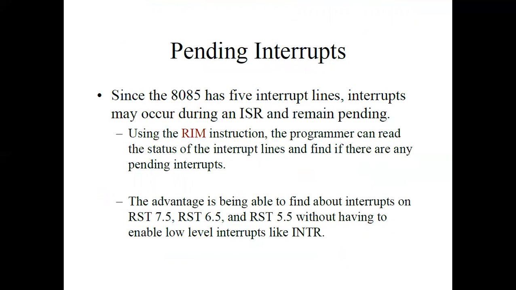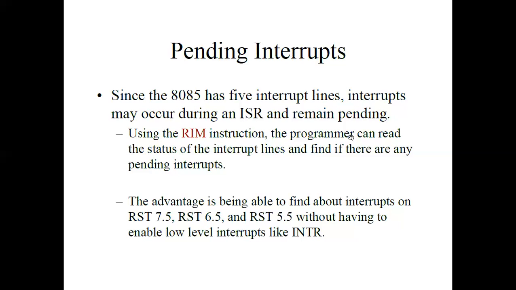Now, pending interrupts. Since the 8085 has a total of 5 interrupt lines, and interrupts are asynchronous in nature, when a program is being executed by the 8085, any interrupt can happen. In the same way, when an interrupt is already in progress, another interrupt can also happen. If an additional interrupt happens to the 8085 at that time, that additional interrupt is called a pending interrupt. The status of those pending interrupts can be obtained with the RIM instruction. That is written here.